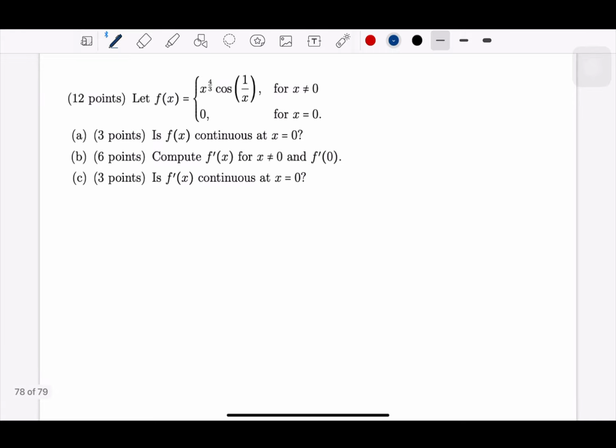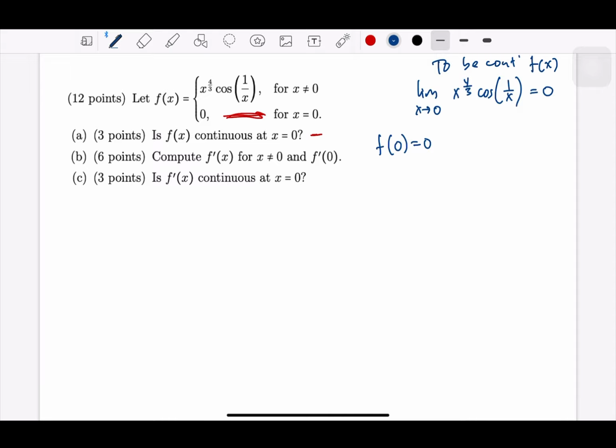So we need to check the limit as x approaches 0 of the function. Okay, because we know that f of 0 is 0 from here. So we need to check continuity. Continuity means that this should be equal to 0 to be a continuous function, right? Okay, so check continuity for part A. Because it's asking, is f of x continuous at x equals 0, right?